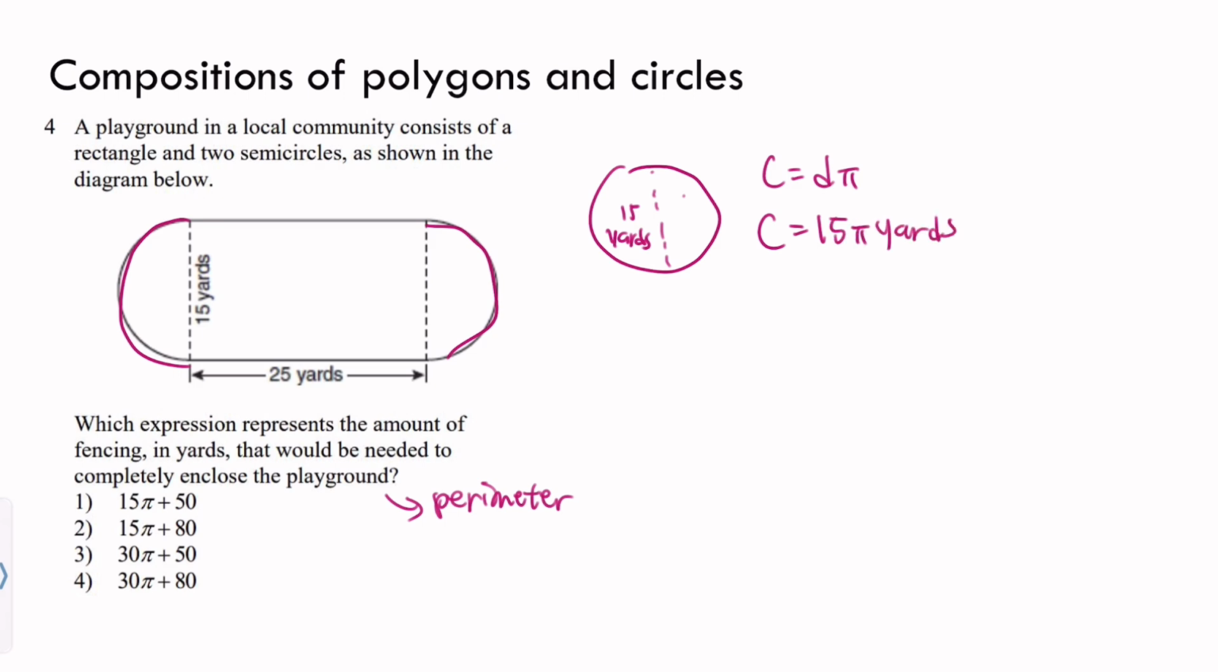And then we need to find these 2 side lengths right here, not the whole perimeter of the rectangle, because again, we're trying to find the fencing for this whole playground, which we know the 2 of them are 25 yards. So we just do 15 pi plus 25 plus 25. It's equal to 15 pi plus 50. And you have the answer choices. Number 1 is your answer.